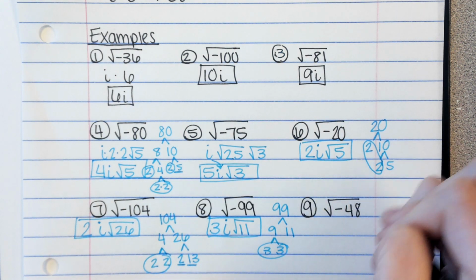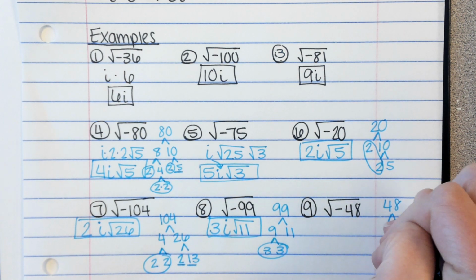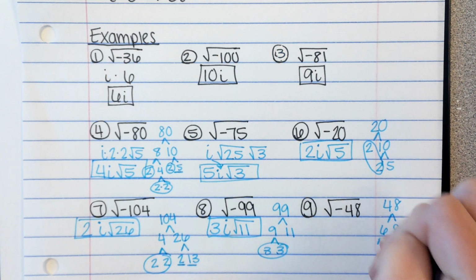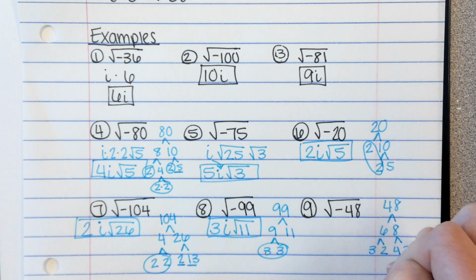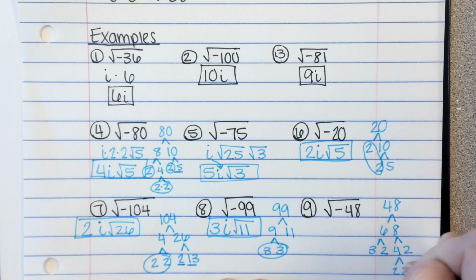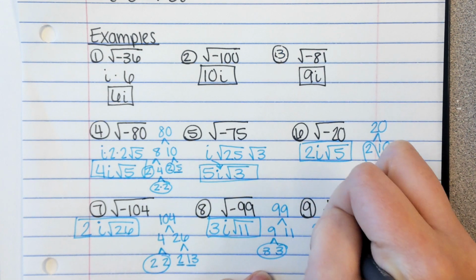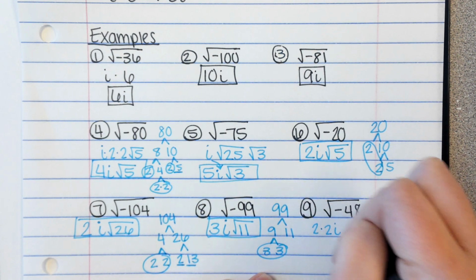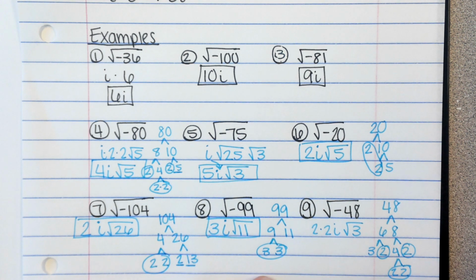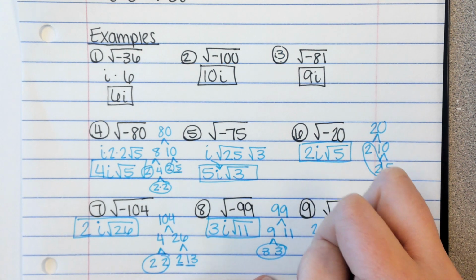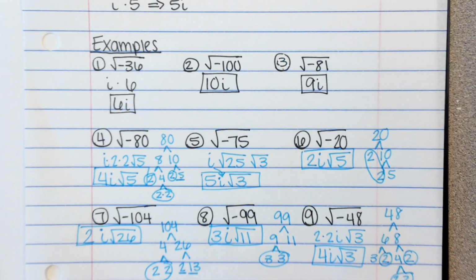All right, and my last one, I'm going to take the 48. I know that can be 6 times 8. 6 is 3 times 2. 8 is 4 times 2. And 4 is 2 times 2. So I have a pair of 2's here and another pair here. So that's 2 times 2. Bring down the i. And then I have a 3 left over. Is that right? So 2 times 2 is 4. And I bring down my i and radical of 3. So 4i square root of 3.